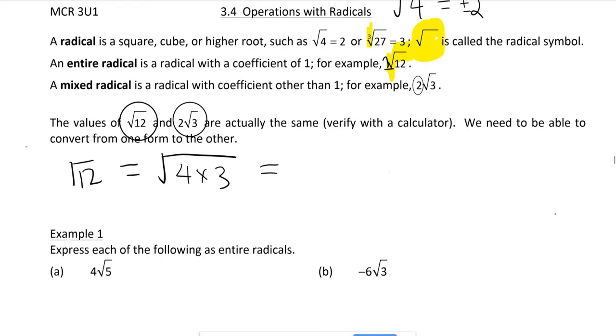At this point, if they're being multiplied together within a square root, I can break them up into the square root of 4 times the square root of 3. And finally, what is the square root of 4? That is plus or minus 2 times the square root of 3.